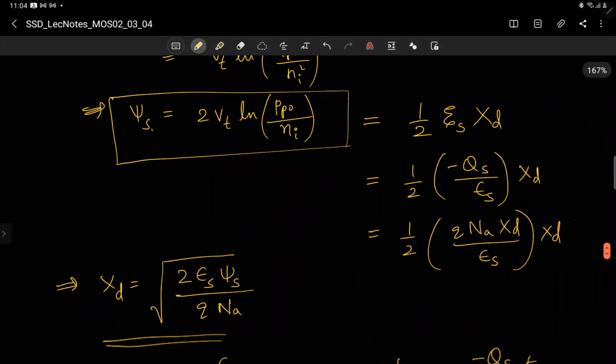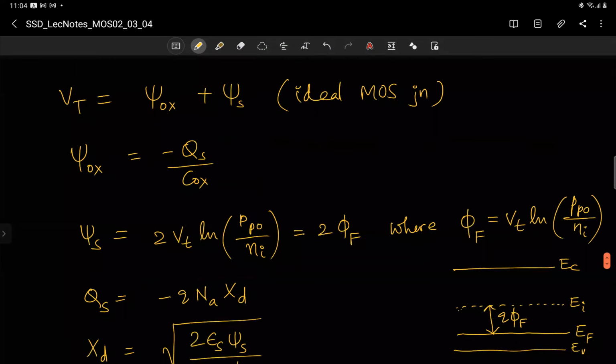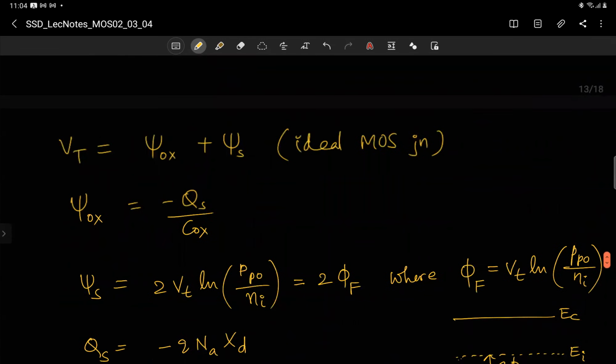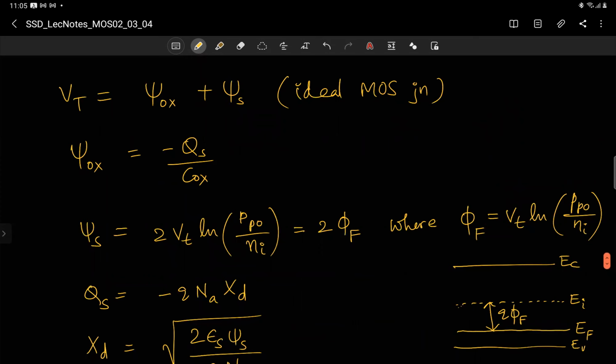So last class we were seeing this particular equation. Finally, we have VFB for ideal MOSCAP, the flat band voltage. That is the condition where bands are flat inside the semiconductor, corresponding to zero charge inside the semiconductor, which means zero charge throughout. And that is VFB equal to 0.